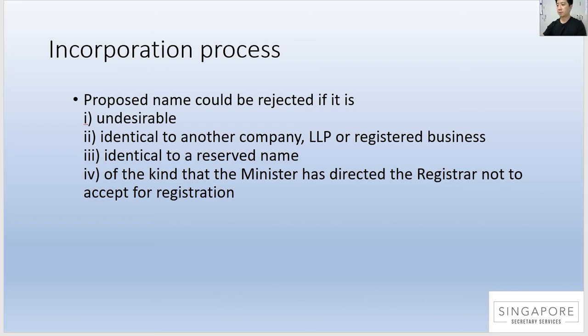It may be rejected if it is identical to another company name, limited liability partnership or registered business. For example, you want to register ABC Private Limited, but there is already an ABC LLP, which is a limited liability partnership. You can't do that. Because if it's private limited, it's PTE Ltd, you can't register a PTE Ltd if the name is the same as an LLP or a registered business, a sole proprietorship. So if it's identical to another company, LLP or registered business, you can't do that.